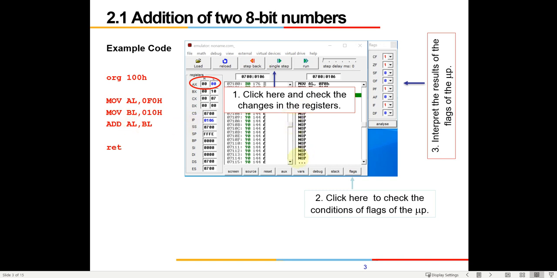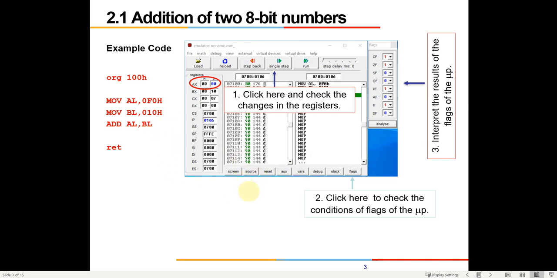Last time I explained how to check the status of various flags, how to check after the operation. You can do it step by step, or once you complete the run, you will find the required sum available in AL, whereas BL should hold the same data which it had. So you have to verify whatever theory we have learned. Is the emulator functioning as per what we have learned, or is there any discrepancy?